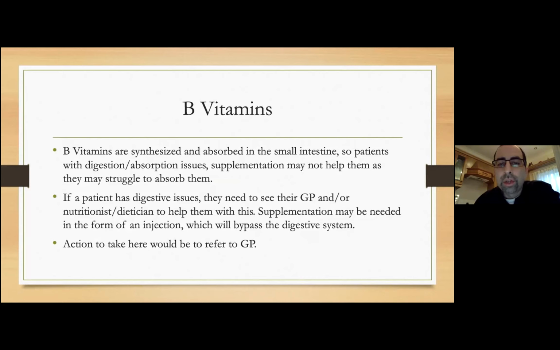So if a patient has digestive issues, they need to see their GP, a nutritionist or a dietitian to help them with this. Supplementation may be needed in the form of an injection, which will bypass the normal system of absorption through the digestive system. So they may need an injection of vitamin B if they can't digest it themselves. The action to take here would be to refer them to their GP if we notice this.